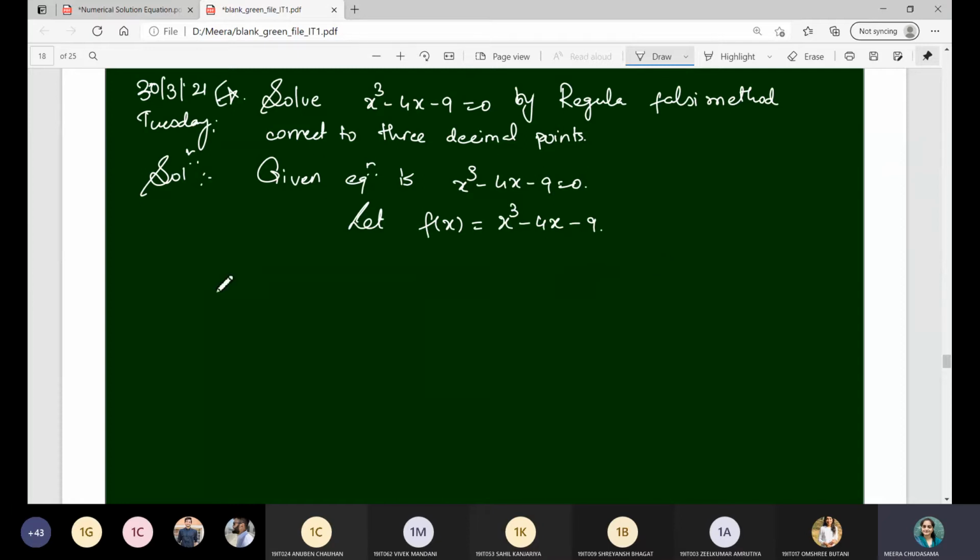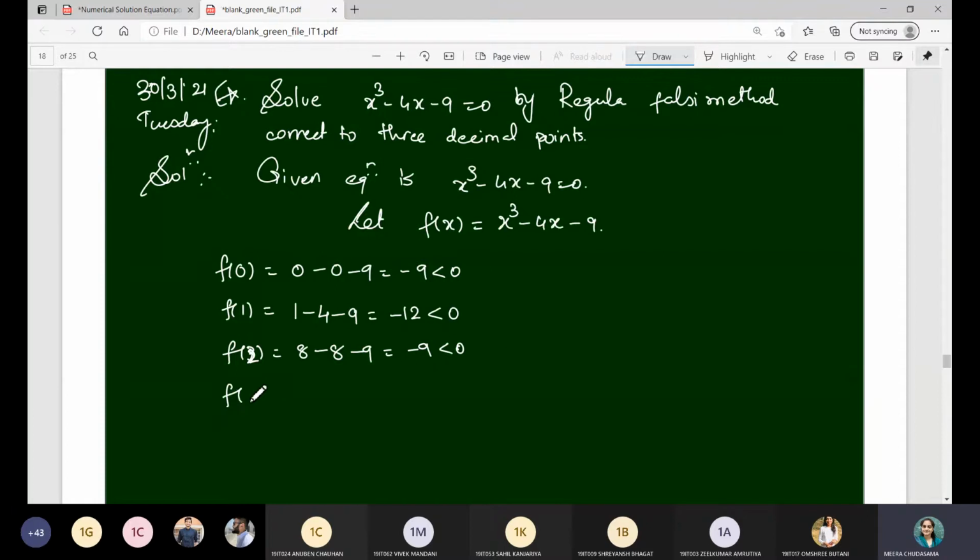For that, first I will consider x equal to 0. So it will be 0 minus 9, that is minus 9, which is less than 0. Then I can consider f of 1. If I choose x equal to 1, then it is 1 minus 4 minus 9, so it is minus 12, which is again less than 0. I can go forward to f of 2. So 2 cube, that is 8, minus 4 into 2, that is 8, minus 9. So again the value I am getting is minus 9. If I consider f of 3, then this is 27 minus 12 minus 9.